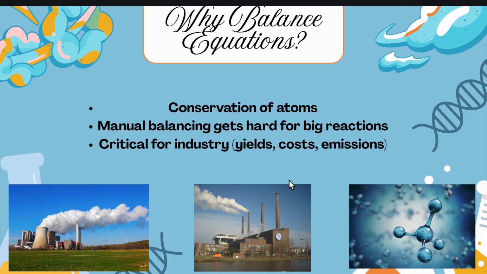Okay, so let's go on to slide 2 and why we balance equations. Let's start with the basics. We balance chemical equations because of the law of conservation of atoms. The number of atoms of each element must be the same on both sides of the equation. For small equations, we can often do this by inspection, but for larger and more complex reactions, manual balancing becomes very difficult because of the size.